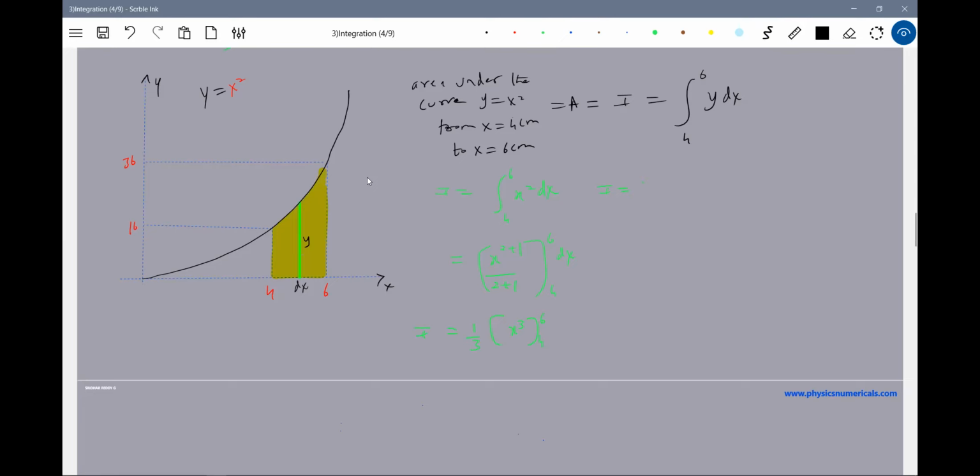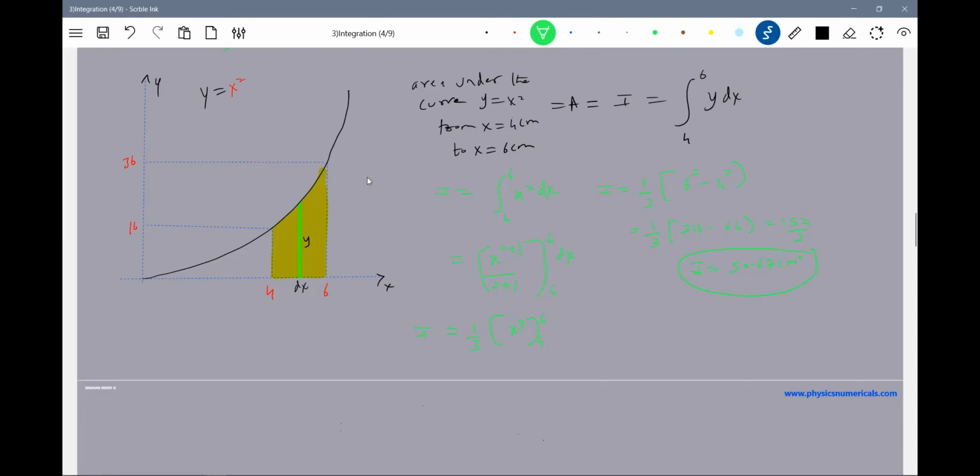Then this value will be 1 by 3 times 6 cube minus 4 cube. What is the value of 6 cube? 216. 4 cube, 64. Solving this we get 152 by 3, which is nothing but 50.67 centimeters square.